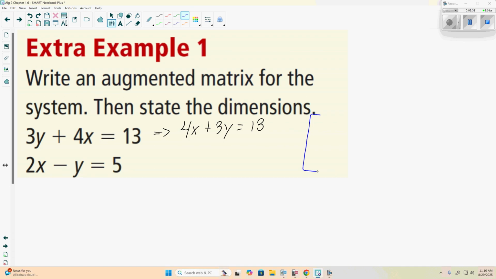Now, our coefficients going across the top would be 4 for x, 3 for y, equals 13. Our bottom equation.